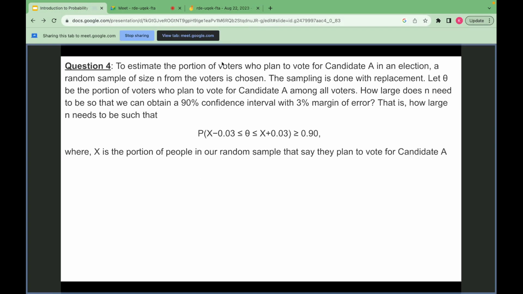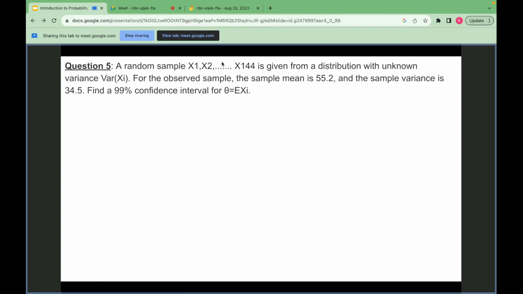Moving to the next question. A sample of 144 elements is given from a distribution with unknown variance. For the observed sample, the sample mean is 55.2 and the sample variance is 34.5. Now we need to find the interval for the mean of the population.